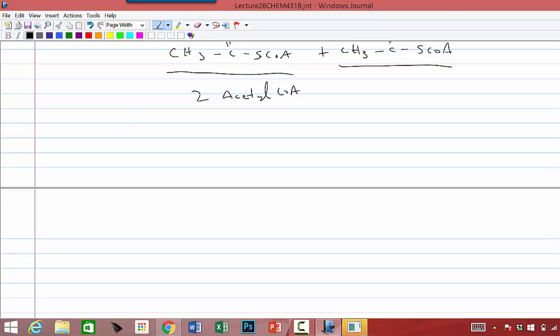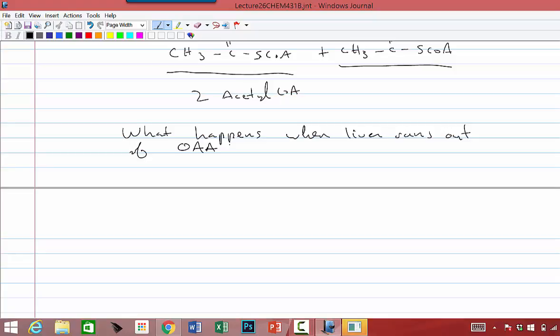But sometimes, and this happens after fairly long periods of starvation, what happens when the liver runs out of OAA? Does anybody remember what OAA stands for? Oxaloacetate. So that's one of the important parts of gluconeogenesis, okay? So it runs out of OAA, okay?